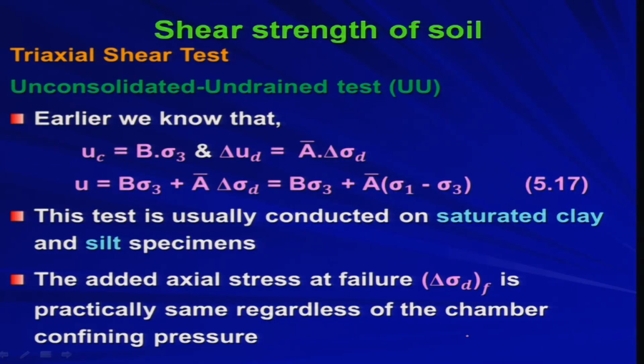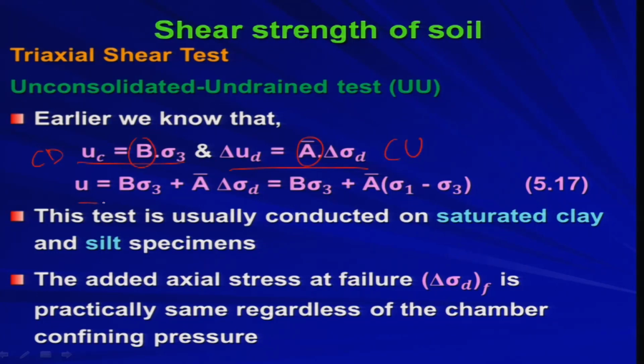Now, earlier, if you recall what we discussed in the case of the CD test, at that time Δu_c was equal to B into σ3, and Δu_d is equal to Ā into Δσ_d, that is coming from the CU test. So this is coming from the CD test. B is the Skempton pore pressure parameter, and this is coming from your CU test, where Ā again is your Skempton pore pressure parameter.